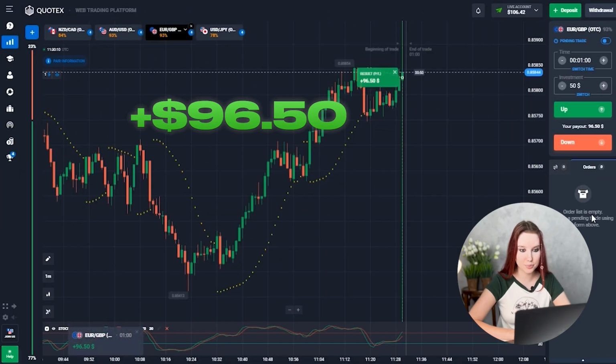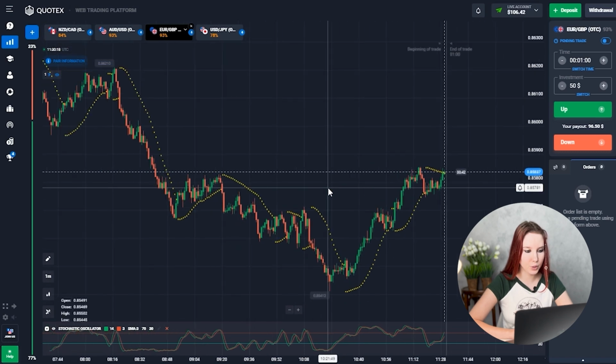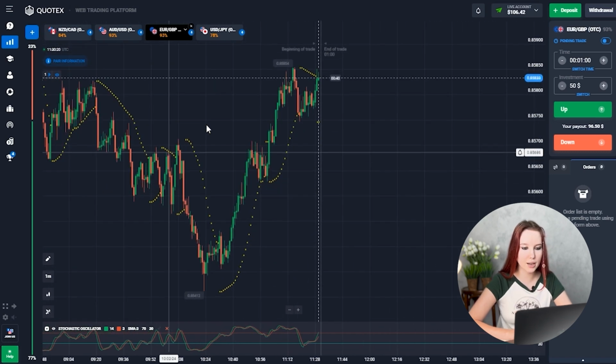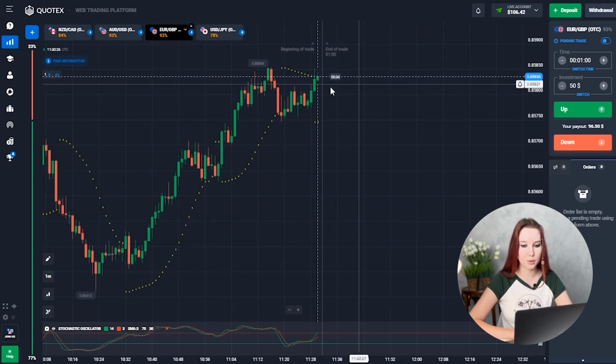And guys, another profit. Well, as you can see, this strategy really works. Let's see what kind of result we get next. We haven't had a single loss yet. I would like to point out that stochastic is also looking up. That's why my trade was up here.